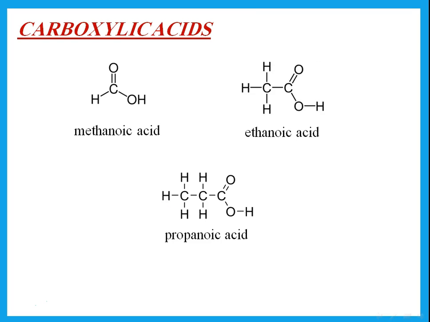Okay. Now, these are examples of acids. Again, one carbon will be methanoic acid. Remember to count the total number of carbons. Don't skip the carbon that has double bond O. So I have a total of 2 carbons, that's ethanoic. I have a total of 3 carbons, that is propanoic acid.